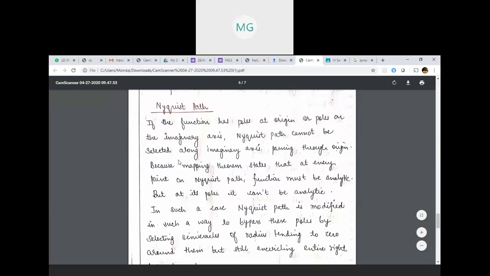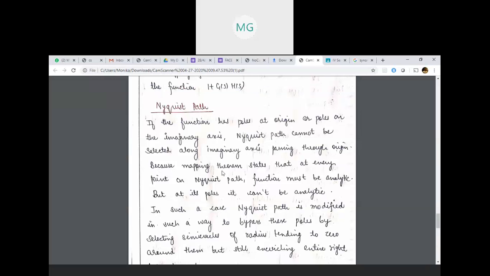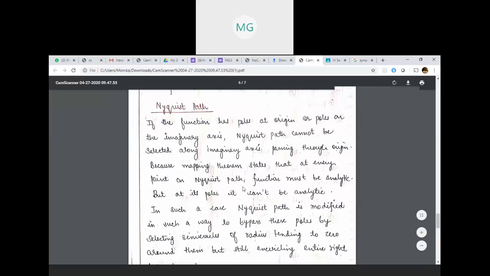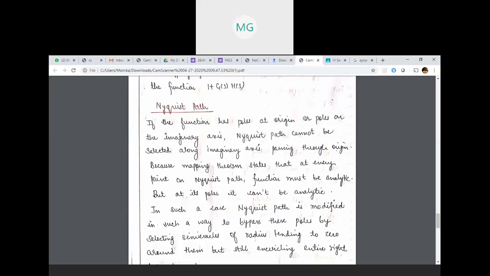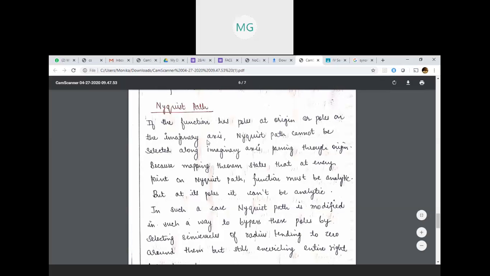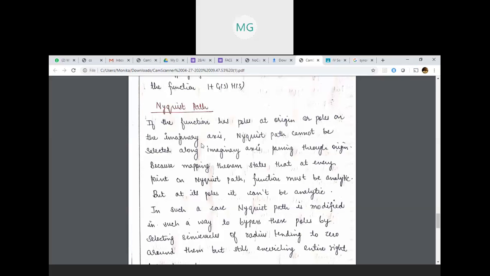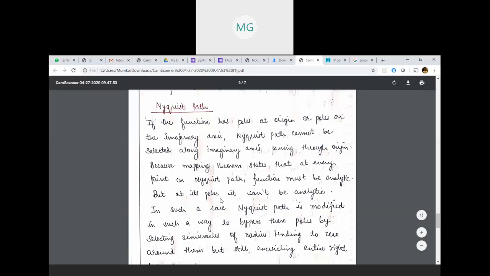Well said, Ankit. Correct answer. Because the mapping theorem states that every point on the Nyquist path function must be analytic, right? What is your mapping theorem? That N should be equal to minus P. That means you consider all the poles which lie on the right-hand side of the S-plane, right? But at its poles it can't be analyzed. In this situation, when your poles are at origin or on the imaginary axis, they are actually not on the left half, not on the right half, but they are at the origin or on the imaginary axis. So you can't analyze your Nyquist path. You can't analyze the stability of the system for this particular case. So in such a case, the Nyquist path is modified. Okay.